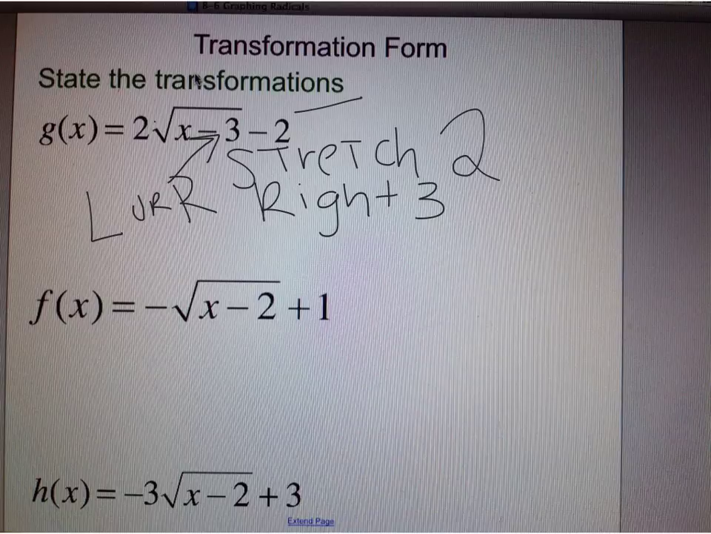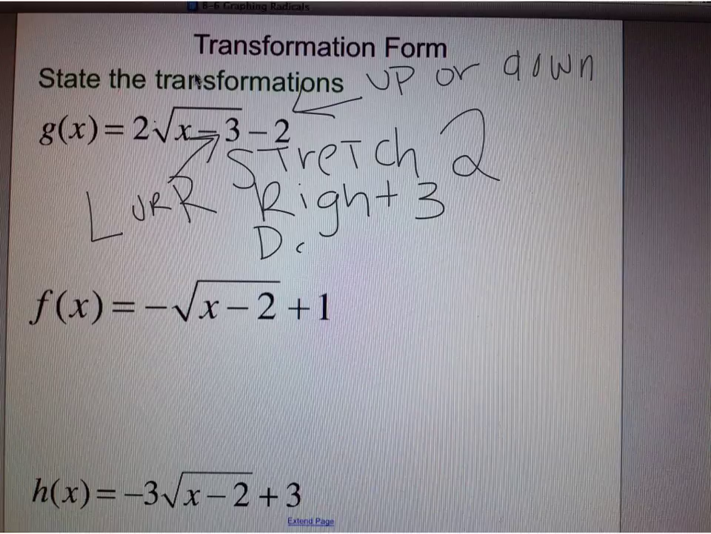And then the minus 2 on the outside is either going to move it up or down. But this number is not an x. It's not with the x. It's just out here on the outside. So it does what you think it's going to do, and it's going to move it down 2.